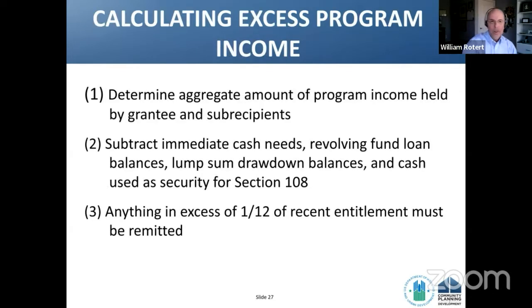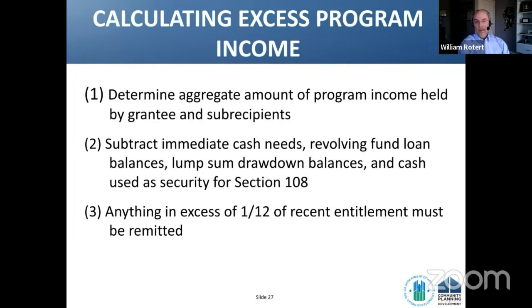How do you make this determination? The first thing you do is you determine the aggregate amount of program income held by you, the grantee, as well as your subrecipients. So you determine what that dollar figure might be. Then you get to subtract from that your immediate cash needs, because these are things you're going to have to spend that money on right away. You would also deduct from that a revolving loan fund balance. We'll talk about that in a minute. Those funds are treated differently. Those funds remain within that revolving loan fund.